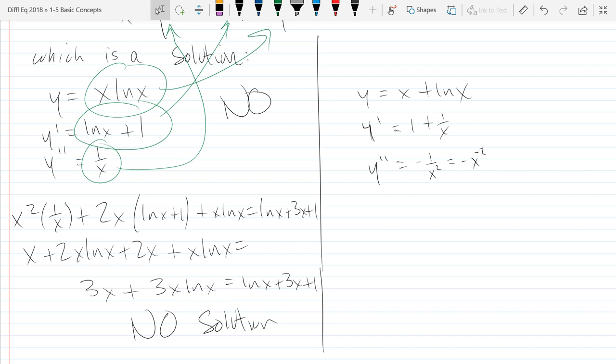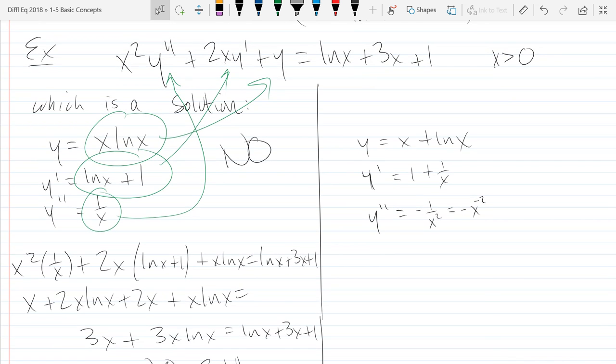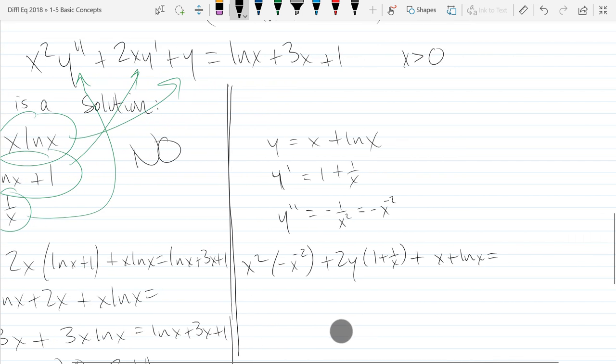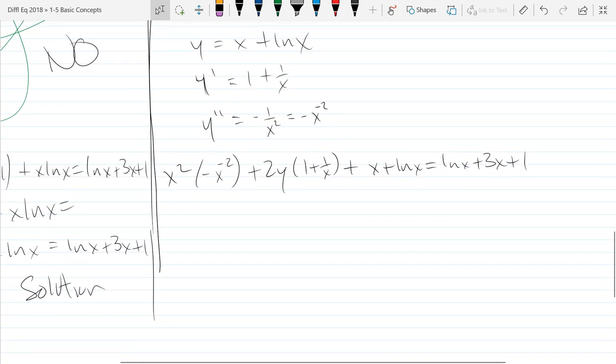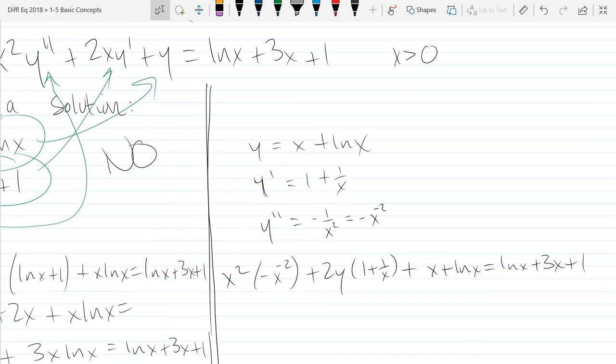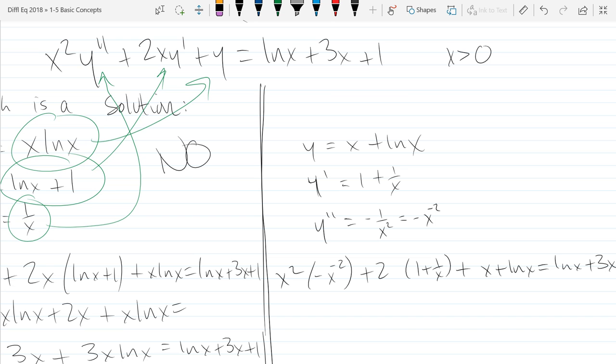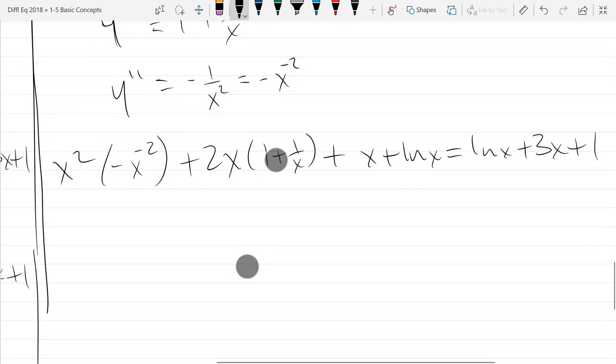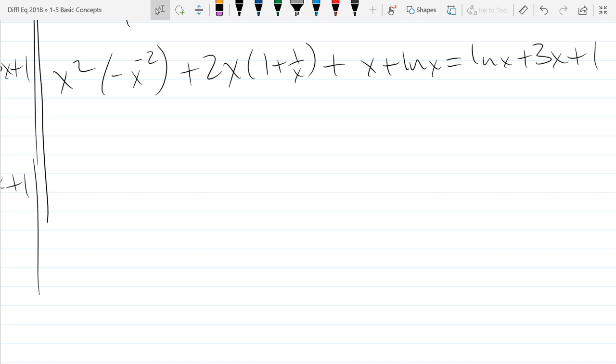Solved it? Yep. All right, here we go. x squared y double prime, plus 2x, y prime is 1 plus 1 over x, plus regular y, x plus ln x equals ln x plus 3x plus 1. I think that y is supposed to be x. Let's see, 2x. All right. So any questions on the plugging in before we simplify?